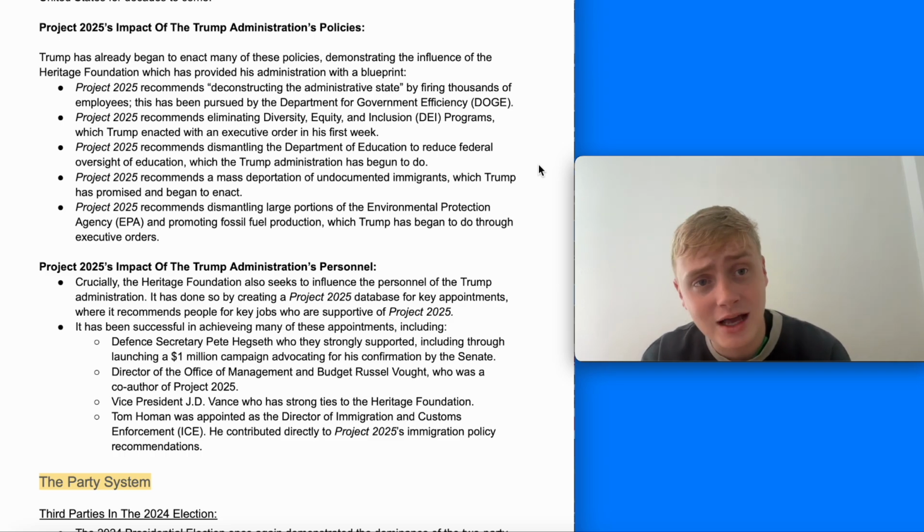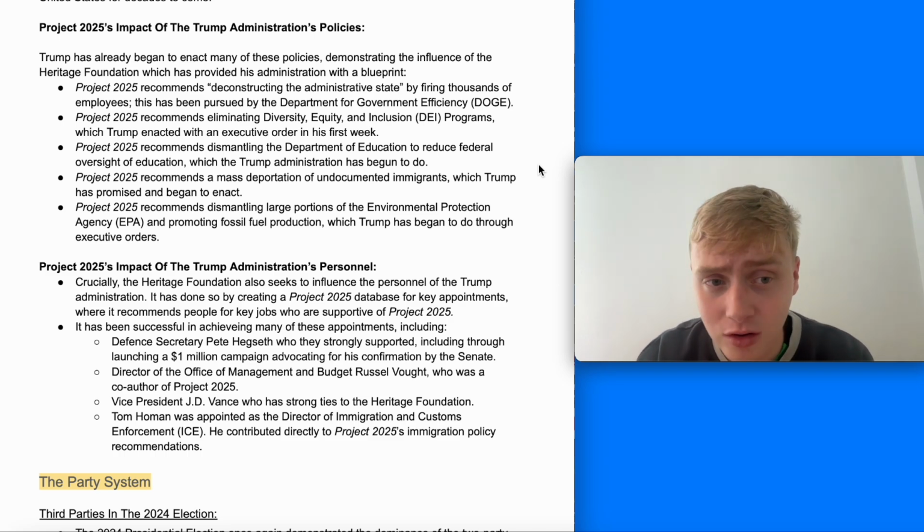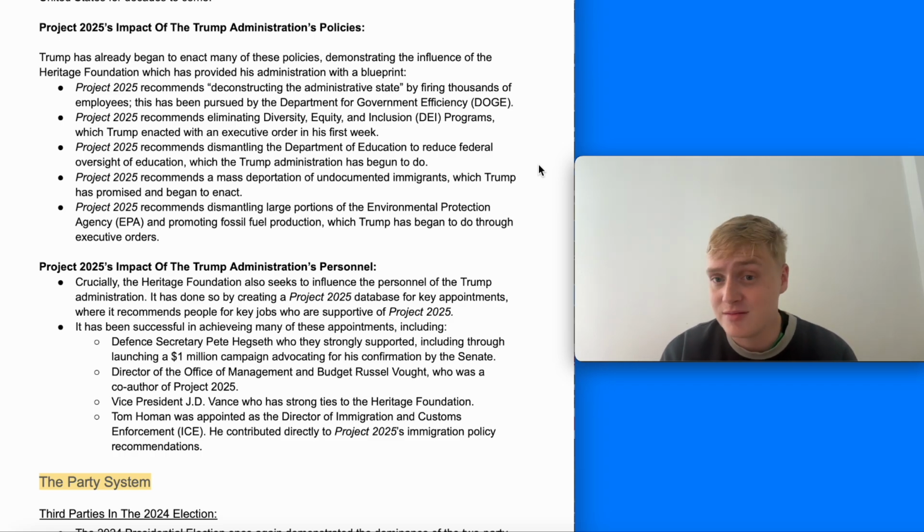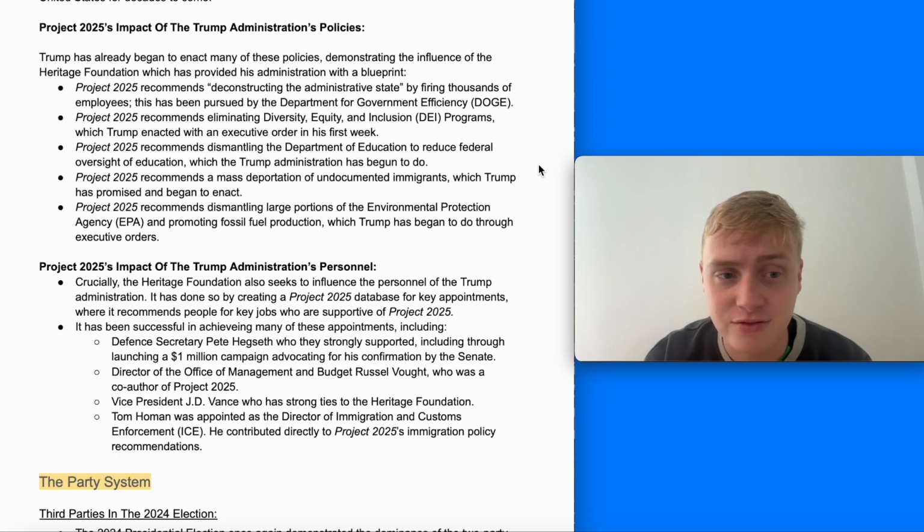And also, not only has it had impact on Trump's administration policies, it's also had an impact on the Trump administration personnel. It effectively created in Project 2025 a database for key appointments where it recommended key people for key jobs who are supportive of Project 2025. Defense Secretary Pete Hegseth, who they strongly supported, was chosen by Trump and confirmed by the Senate, and the Heritage Foundation actually launched a $1 million campaign advocating for his confirmation to the Senate during the Senate hearings.